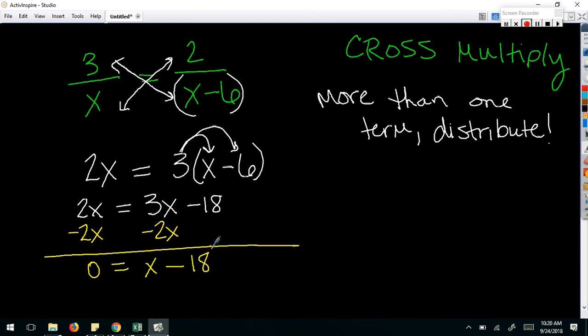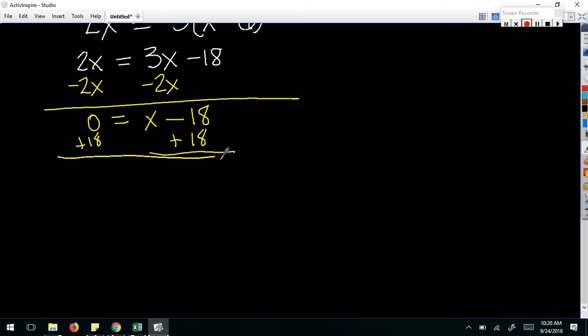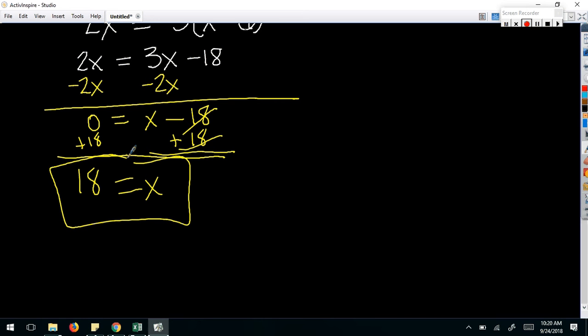Now, x is still not by itself. What do I do? Add 18 to both sides. Look at what's hooked to x. Look at what needs to go away in order to get x by itself. So this side is 18 and this side is x, and it's solved for x now. It's just a couple extra steps from what we were doing before. But it's still cross multiplying and it's still solving for x.